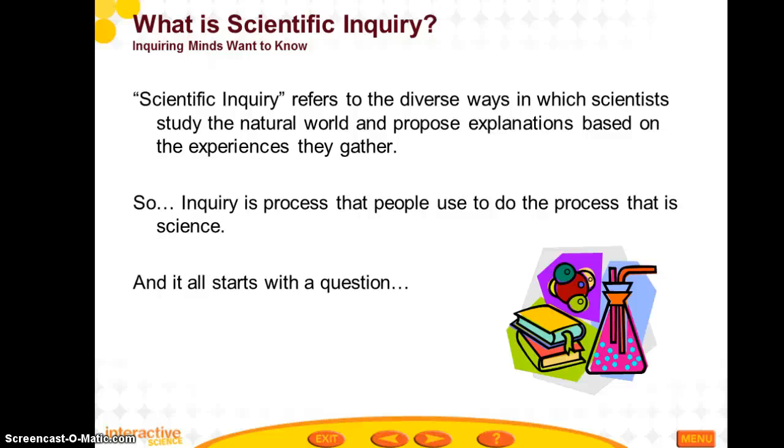Okay, so here we are back in a discussion about scientific inquiry. Scientific inquiry, remember, refers to the diverse way in which scientists study the natural world and propose explanations based on experiences that they gather. So this is going to be the process that we use to do science. And the scientific inquiry process, as I know you know, all starts with a question.